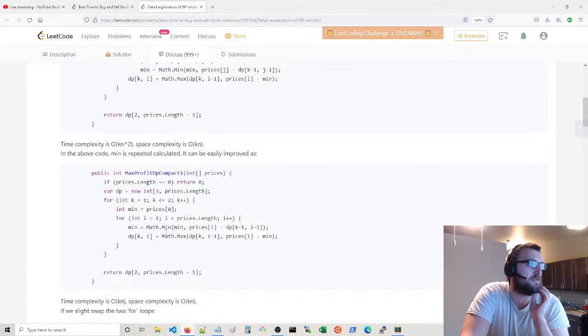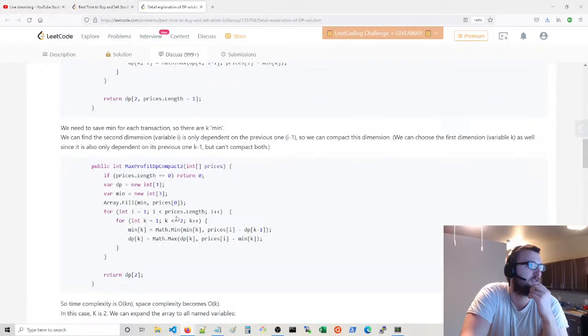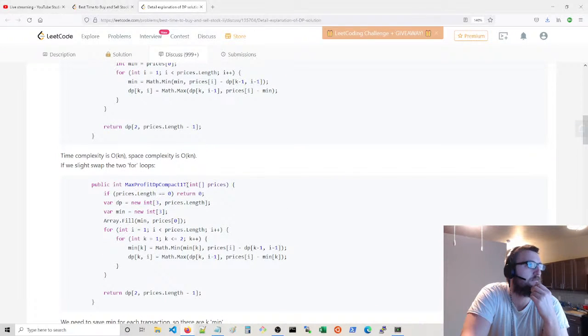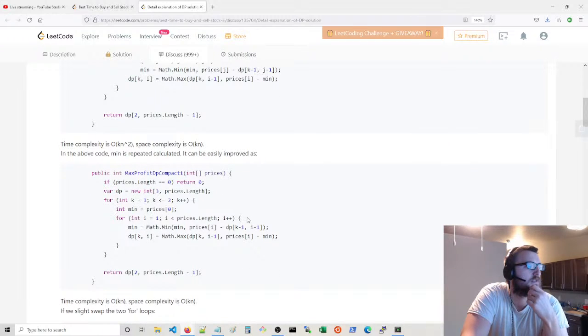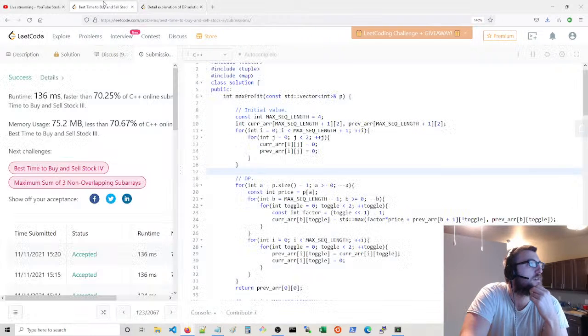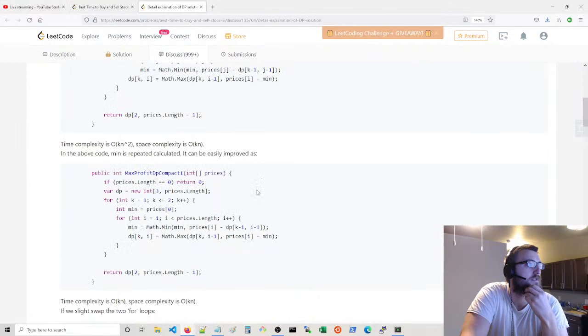He's saying if you swap the two for loops, you can reduce this. Oh, I see. Is that what I did? Oh yeah, no, mine was. Oh yeah, okay, I see.